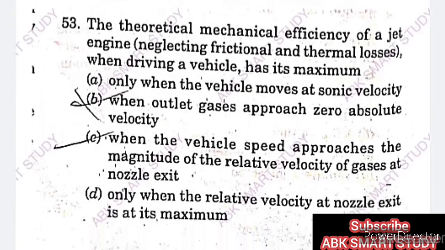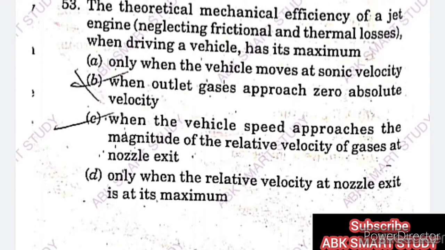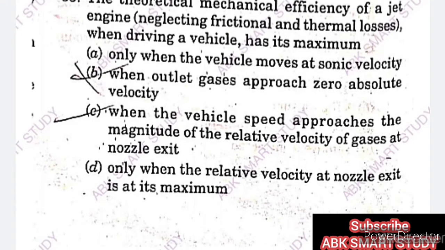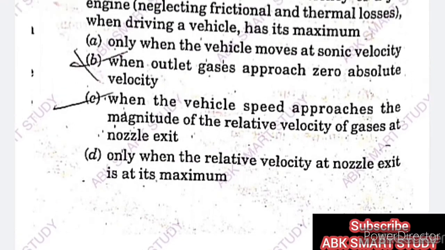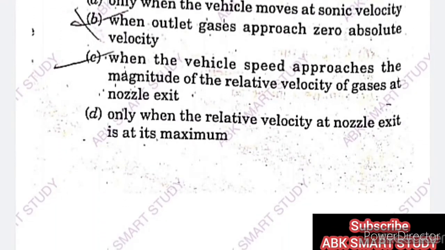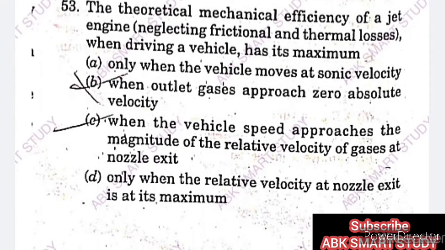So the theoretical mechanical efficiency of a jet engine when driving a vehicle has its maximum when the vehicle speed approaches the magnitude of the relative velocity of gases at nozzle exit. So here option C is the correct answer for this question 53. Next question.